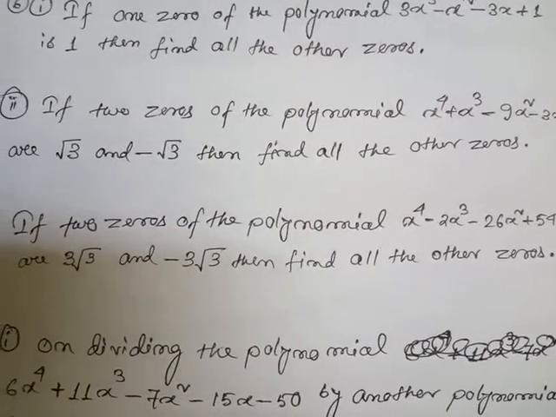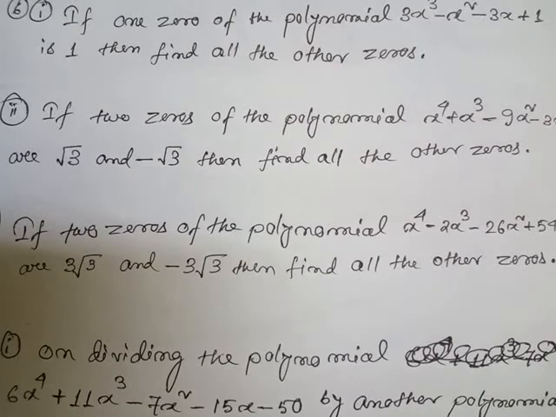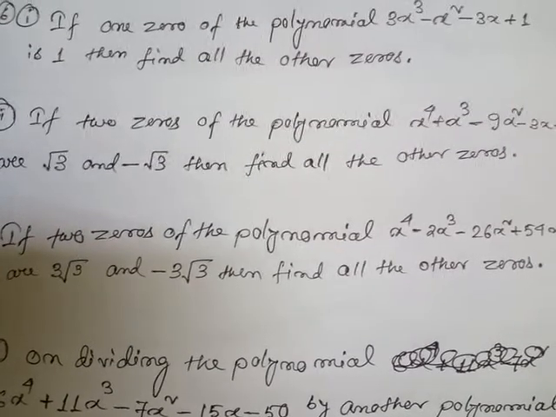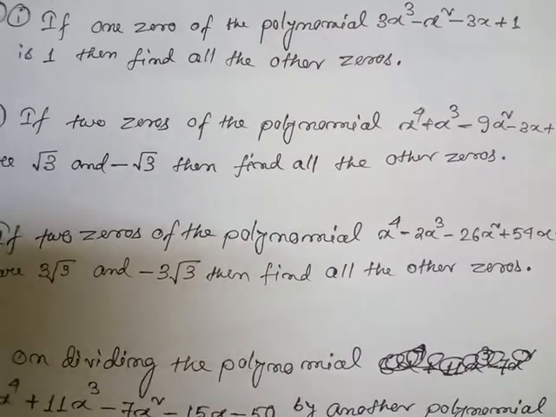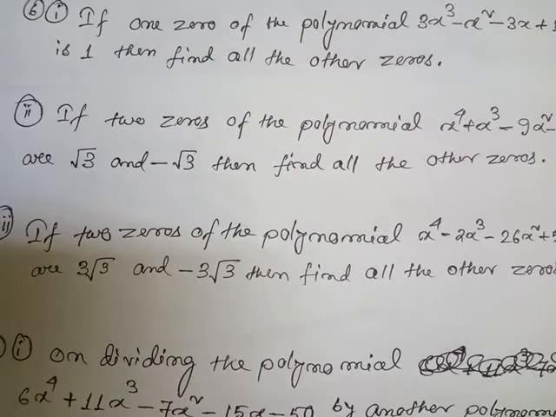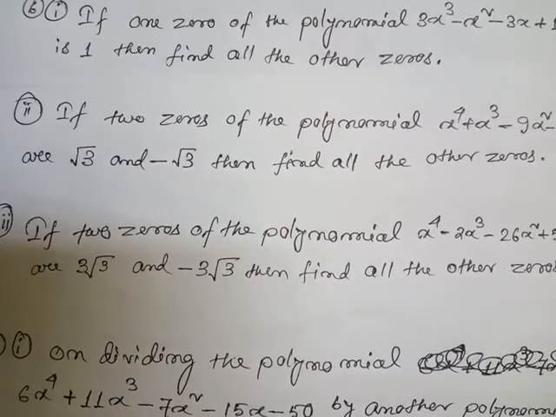Students, now question number 6 Roman 2. If two zeros of the polynomial x to the power 4 plus x cube minus 9x square minus 3x plus 8 are given, the zeros are root 3 and minus root 3, then we have to find all other zeros. So let's have a look how to solve this one. Question number 6 Roman 2. Now just write down 6 Roman 2 here.